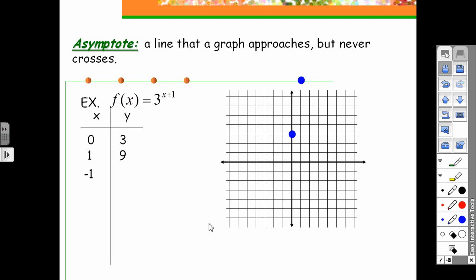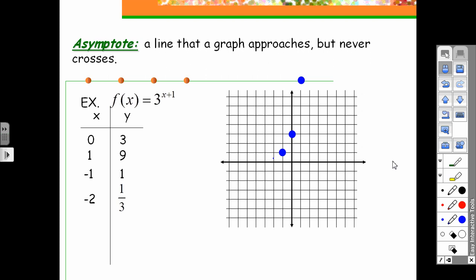So negative 1. Negative 1 plus 1, that's going to be 0. 3 raised to the 0, that should give us 1. So negative 1 was up at 1. Okay. And let's keep going. We have a negative 2. That's going to give us the 1/3. I'm going to go for my little dot now. So we're only up at a third, which is right there.